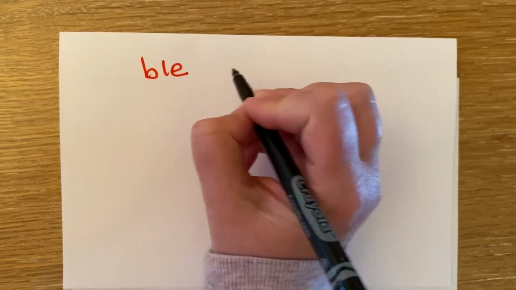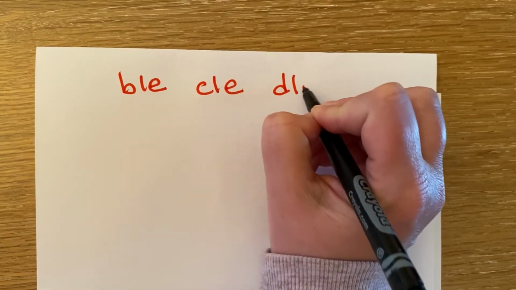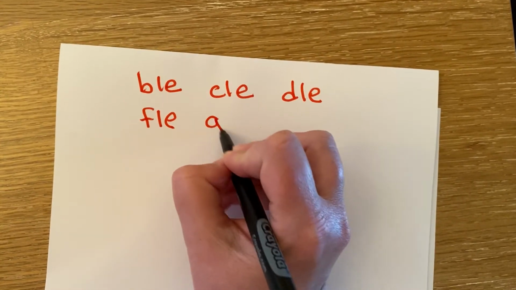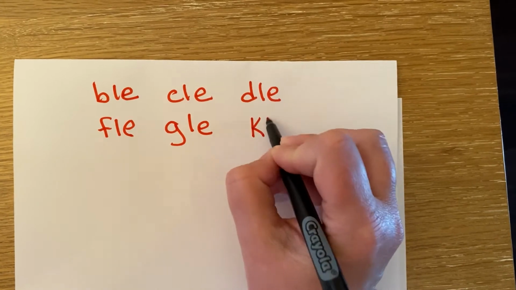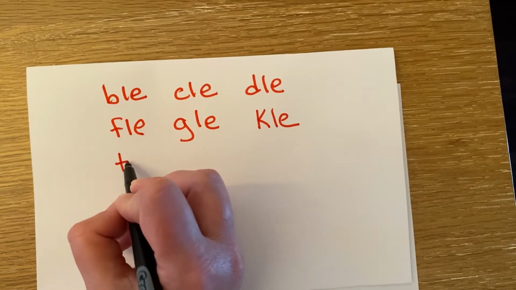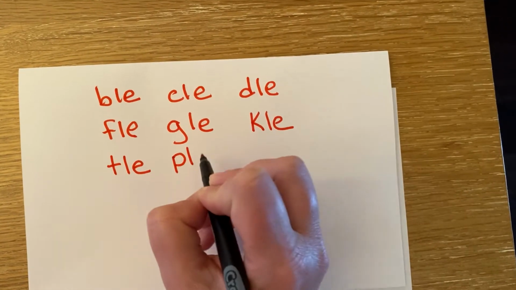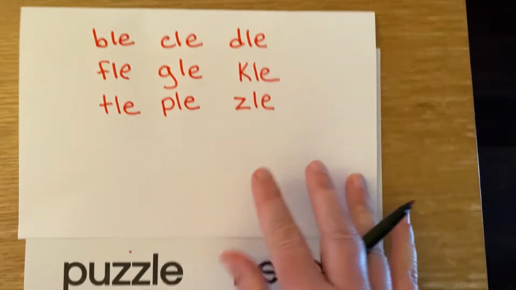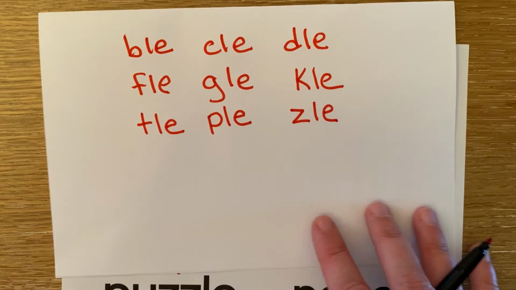BLE, CLE, DLE, FLE, GLE, KLE, TLE, PLE, and ZLE. These are the 9 consonant LE syllables.